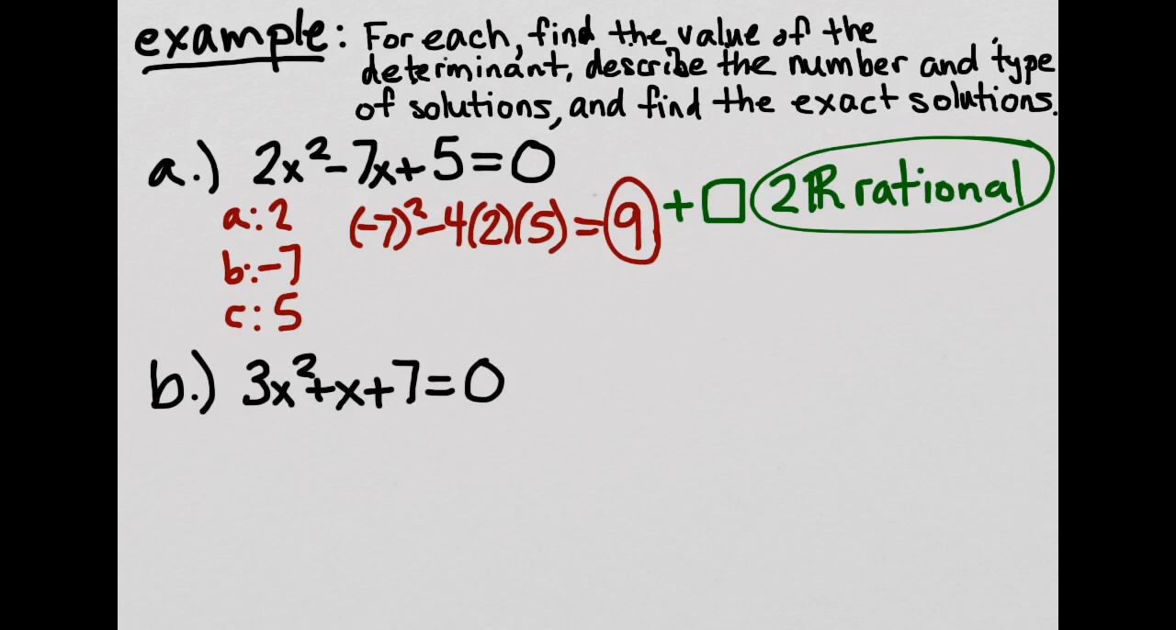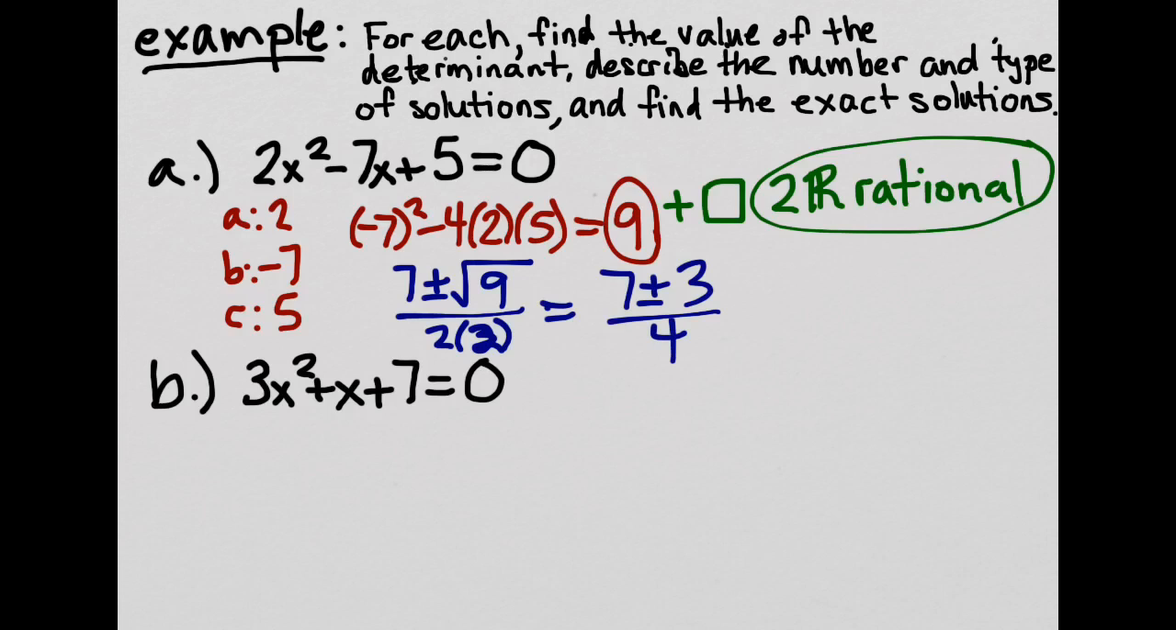So the quadratic formula is negative b, which, since it's already negative, will become positive, plus or minus the square root of b squared minus 4ac, which we found was 9, all over 2a, and a was 3. Oop, not 3, 2. It was 2. Okay, so let's reduce that. So we'll get 7 plus or minus 3 all over 4. Okay, so we should get 2 fractional answers from this.